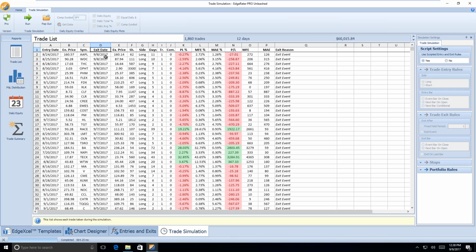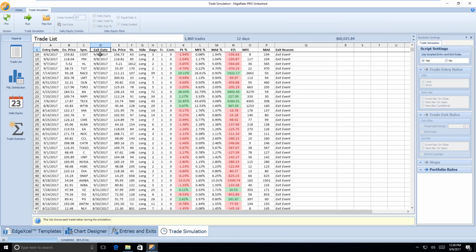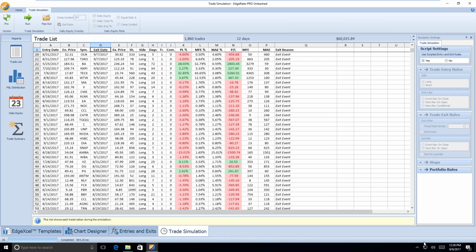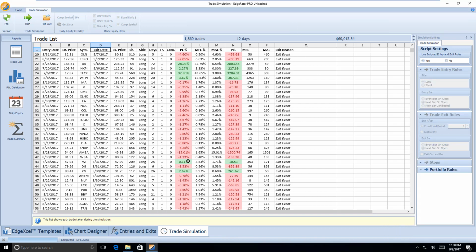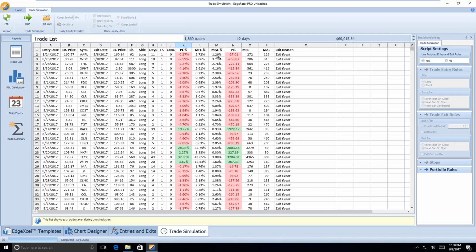So now I'm sorting descending by exit date, and I can see all of the trades that were exited this week, and this week started, let's see, that would have been the Tuesday the 5th. So anything that exited on the 5th was a trade that exited this week. So from here all the way up to the top. As you can see, most of these trades are losing trades. These trades have exited fairly quickly and with not a great loss in any of them.